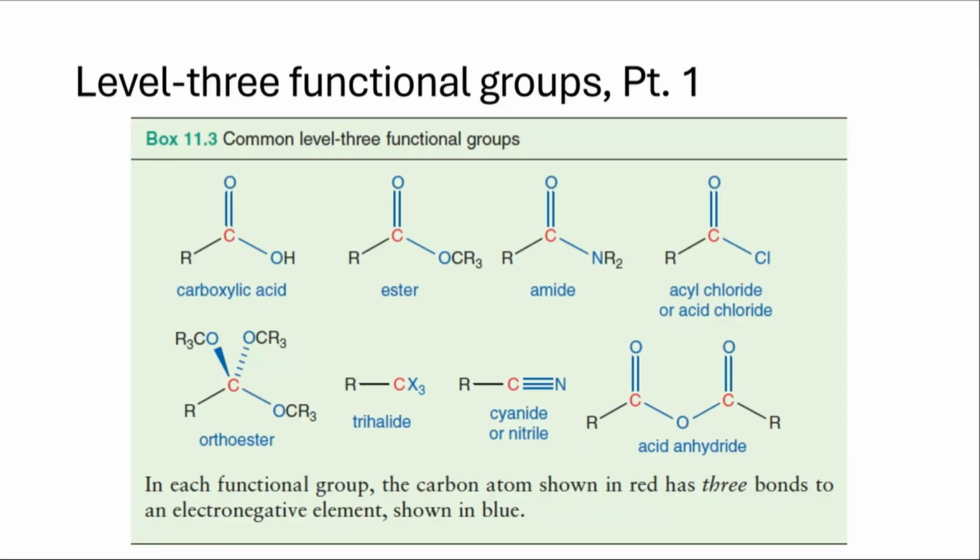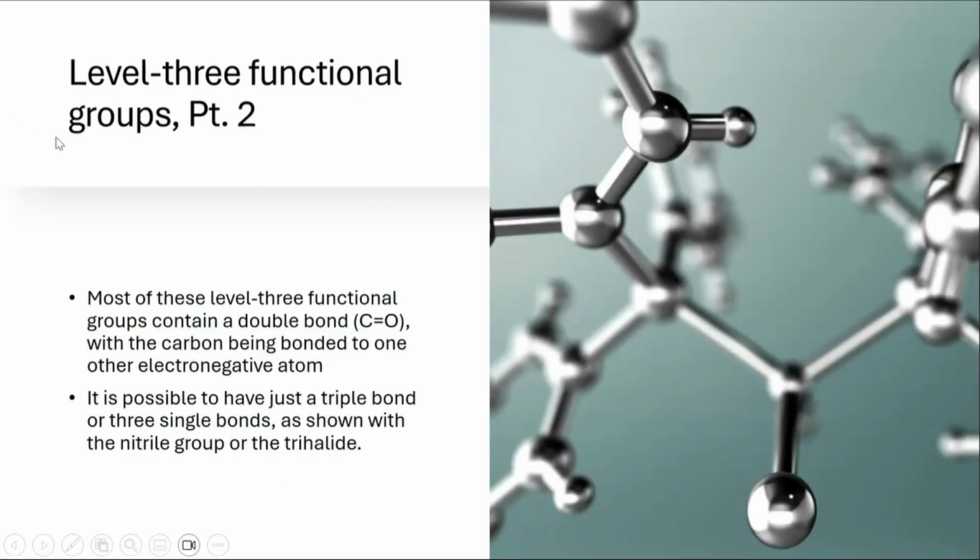There are level 4 functional groups. Here are some other notes on level 3 functional groups. Most of these contain a double bond between a carbon and an oxygen, and the carbon also being bonded to one other electronegative atom. But it is possible to have just a triple bond or 3 single bonds instead of a double bond and a single bond, as shown with the nitrile group or trihalides.